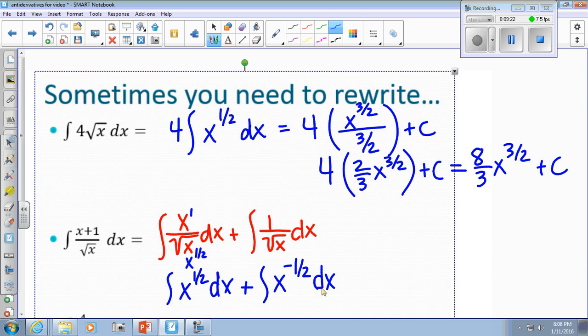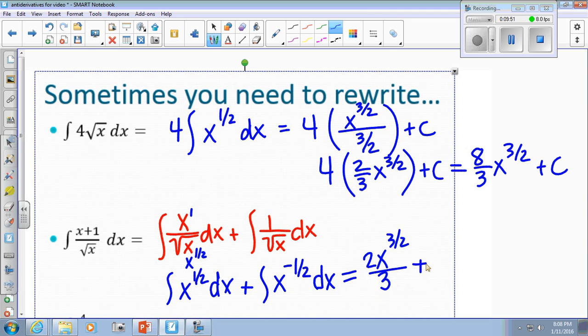Now we're ready to integrate. So all we've done so far is rewrite. We have not actually integrated yet. So using our rule, we're going to add 1 to the power. So the x to the 1/2, when I add 1, I get x to the 3/2 divided by 3/2, which we just talked about doing the reciprocal. So I'm going to get 2/3 x to the 3/2. That's the same as it was for the previous problem.